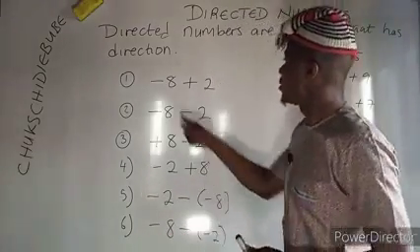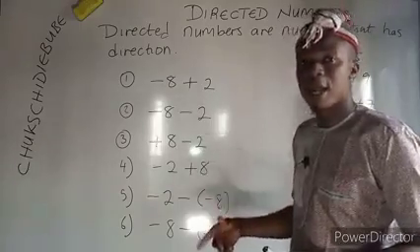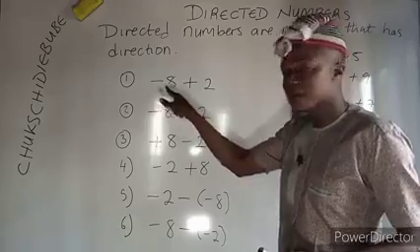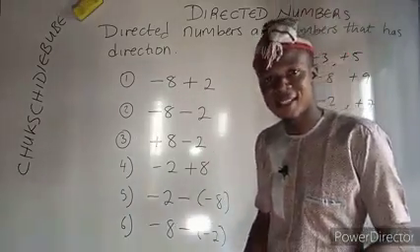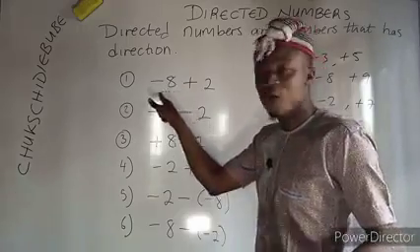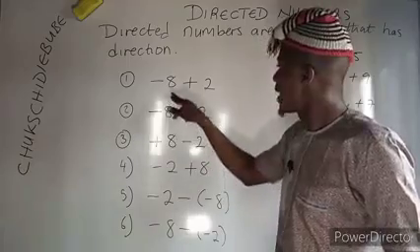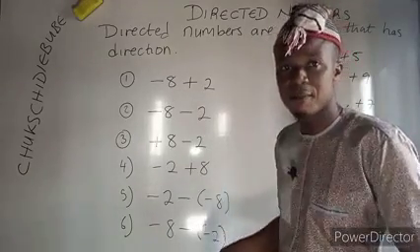Alright, then here, when you now have minus 8 plus 2, it simply implies that you are owing someone 8, but you have just 2. You can see that you are not equal to the task this time around because what you are owing is more than what you have. Alright, so minus 8 plus 2 means that you are not even able to complete your payment.